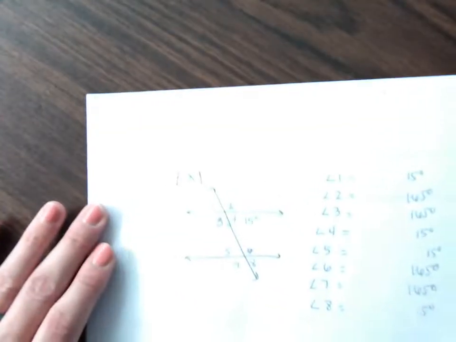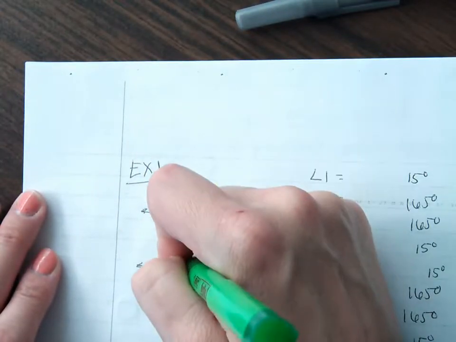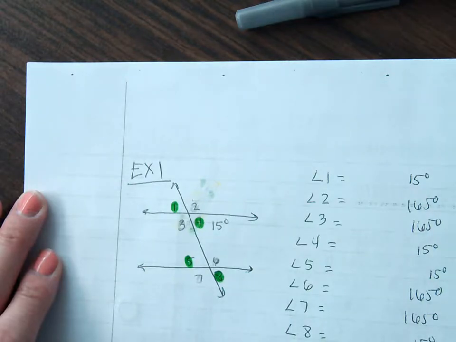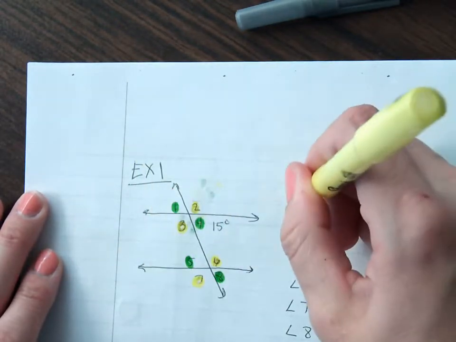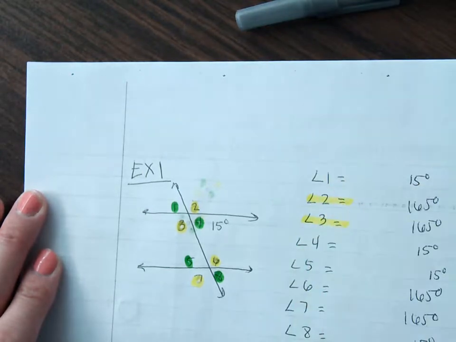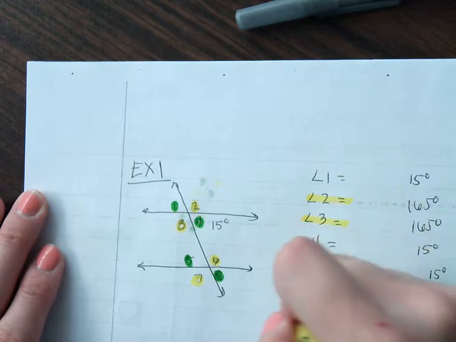I always like to go back through and do my highlighting. So we had 1 and 4, 5 and 8. We had 2, 3, 6, 7.